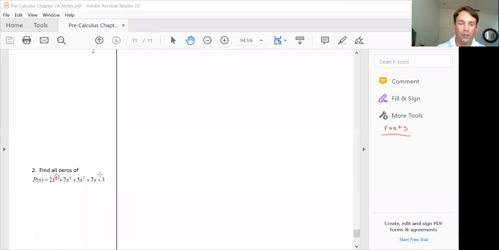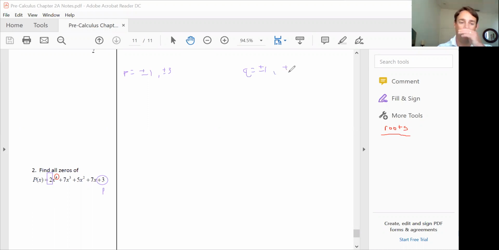Let's see here. My p-values. Well, that's not too bad. So p is plus or minus 1, plus or minus 3. Let's go figure out our q values here. I did a circle for the last one. We'll try a rectangle for this one. All right. Well, 2, again, that's not too bad. So q is plus or minus 1, plus or minus 2.